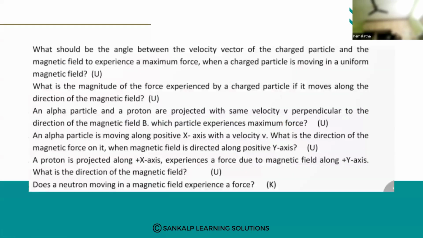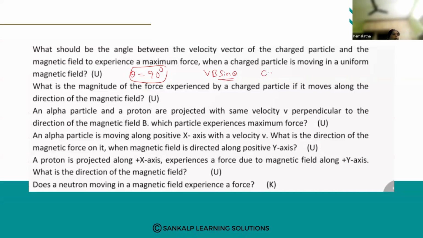What should be the angle between the velocity vector of a charged particle and the magnetic field for maximum force when the charged particle is moving in a uniform magnetic field? That is, theta is equal to 90 degrees. Why? Because F = qvB sin theta, and when theta is equal to 90 degrees, sin 90 is how much? 1. Sin 0 is 0.